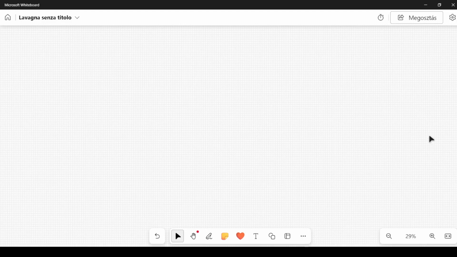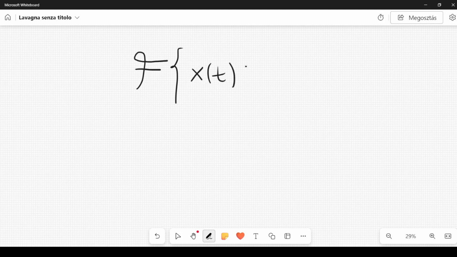In this video, we do simple considerations on the Laplace transform, starting from the Fourier transform. In particular, we define the Laplace transform in terms of the Fourier transform. So we take the Fourier transform of a certain function that I call x of t. So it's a function of the variable t, and I call it x of t.